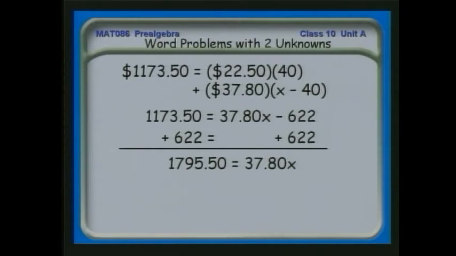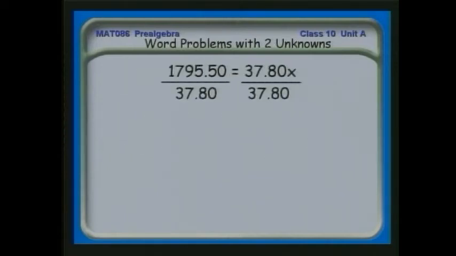37.80x. The next step, I'm going to give you a second. What should I do next? Divide both sides of that equation by 37.80. When I do that and do the math, I find that the total time I worked, remember that's what x was, is 47.5 hours.